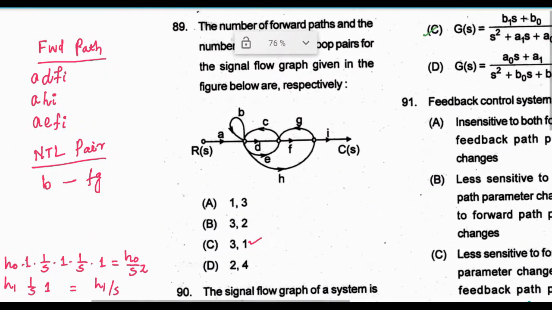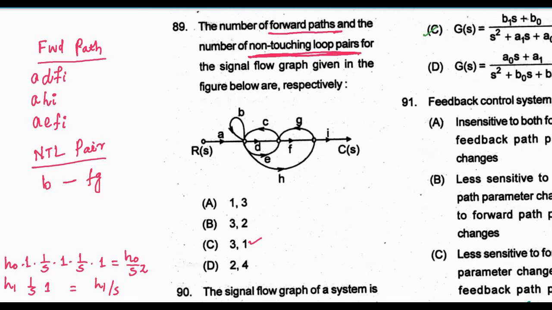The number of forward paths and the number of non-touching loop pairs for the signal flow graph given in the figure below are. So here what is it asking for? Number of forward paths and number of non-touching loop pairs. So we have to find out non-touching loop pairs, not the non-touching loops. We have to find out the pairs.